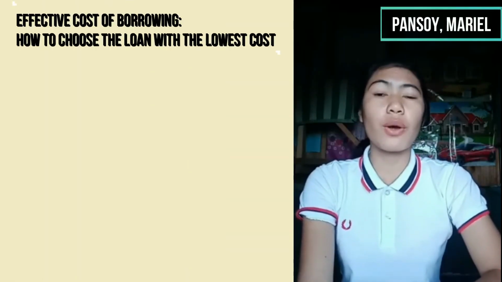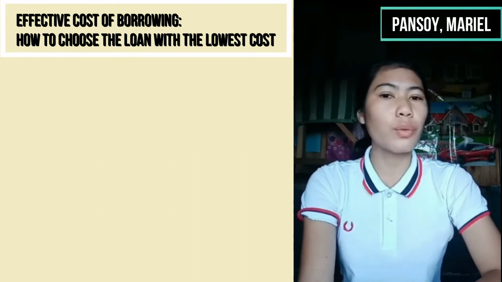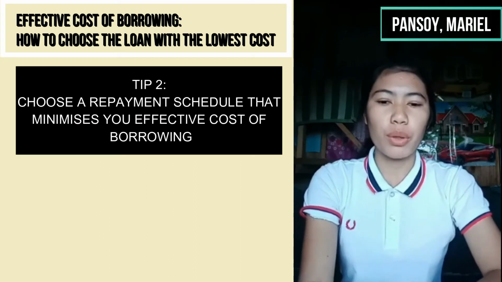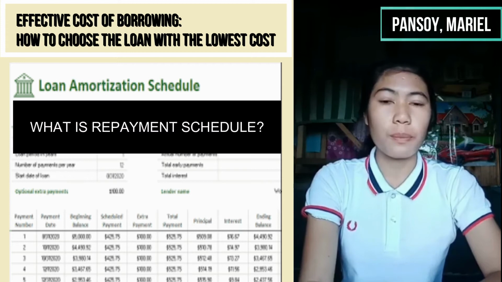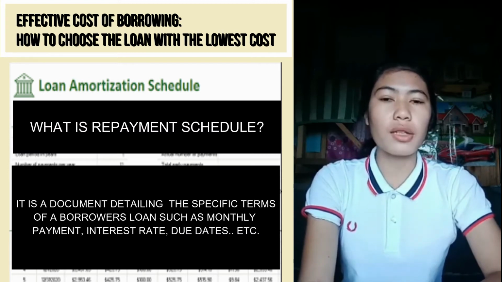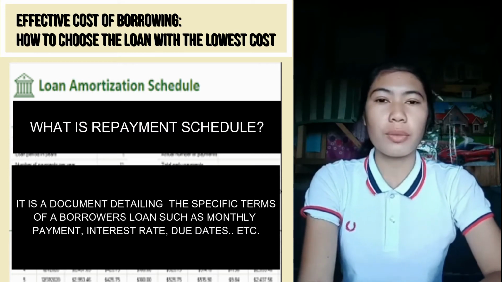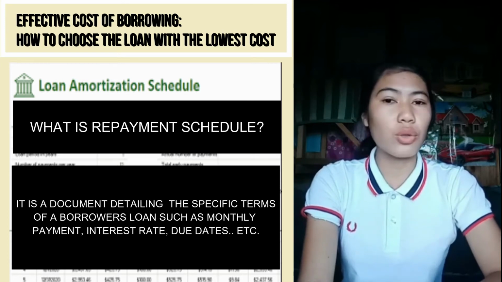Good day, ma'am. I am Marily Pansoy, 3BPB student. Effective cost of borrowing, or how to choose the loan with the lowest cost. Tip number 2. Choose repayment schedule that minimizes your effective cost of borrowing. So what is repayment schedule? It is a document detailing the specific terms of borrowing, such as monthly payment, interest rate, due dates, at iba pa.